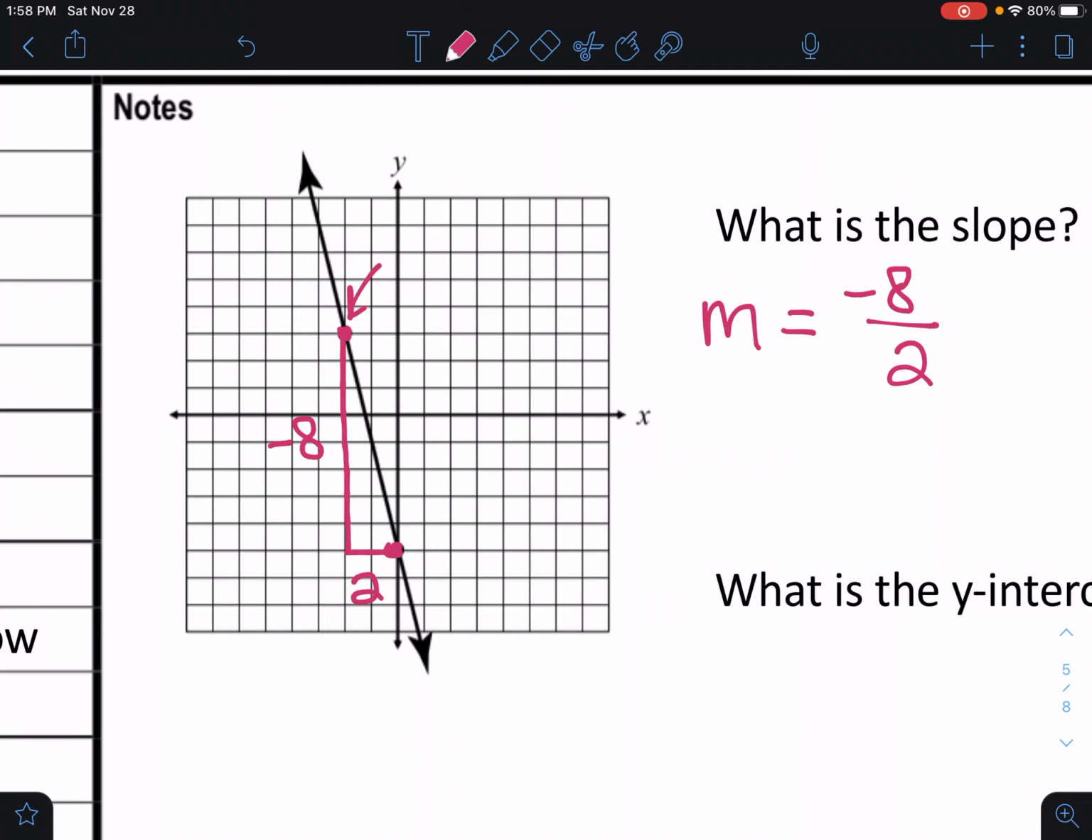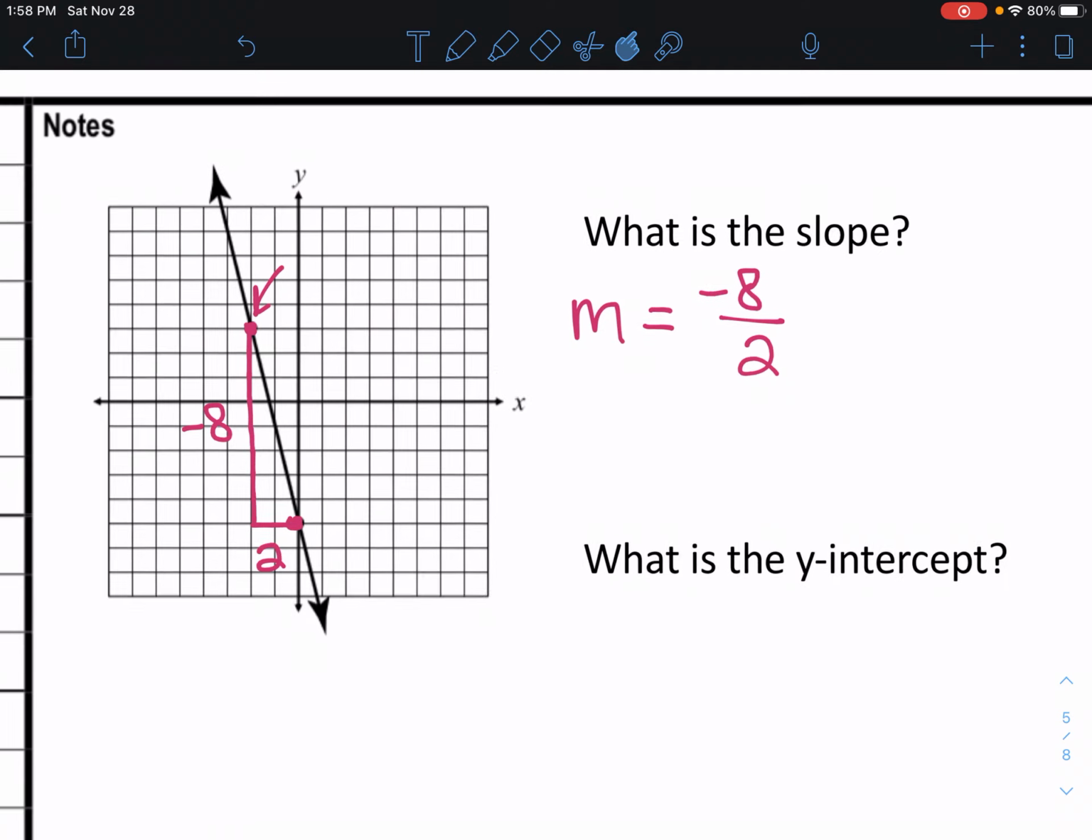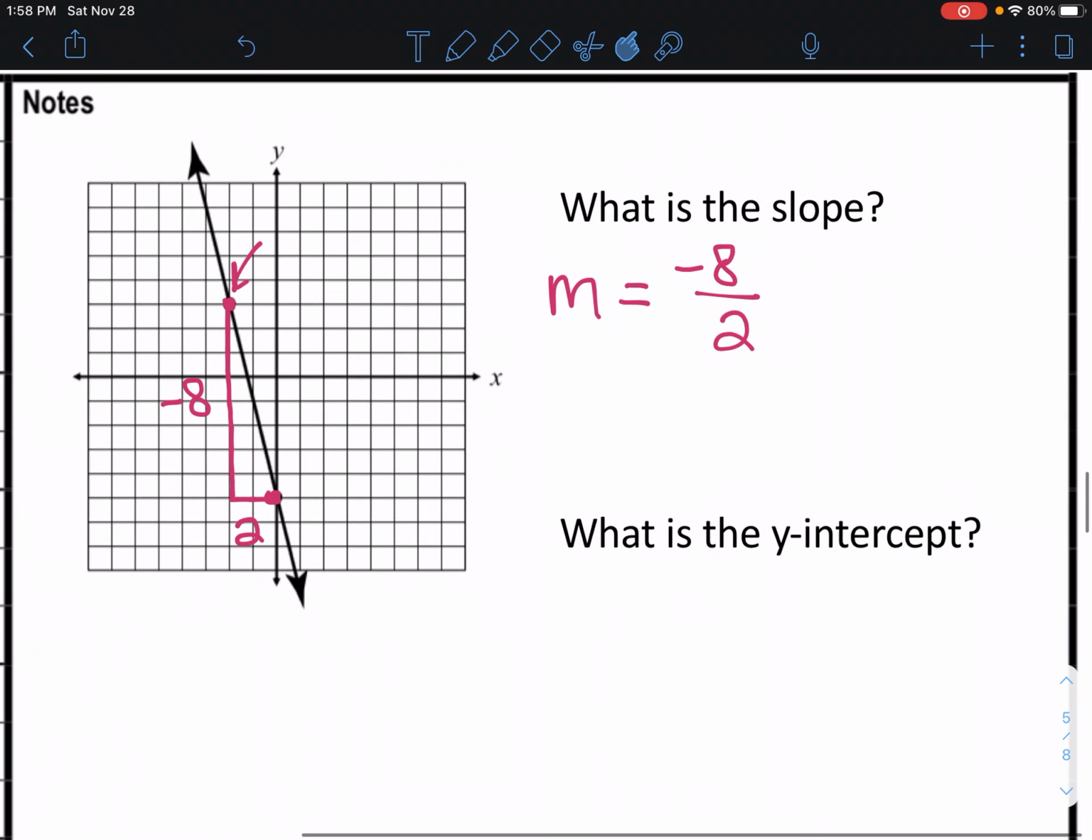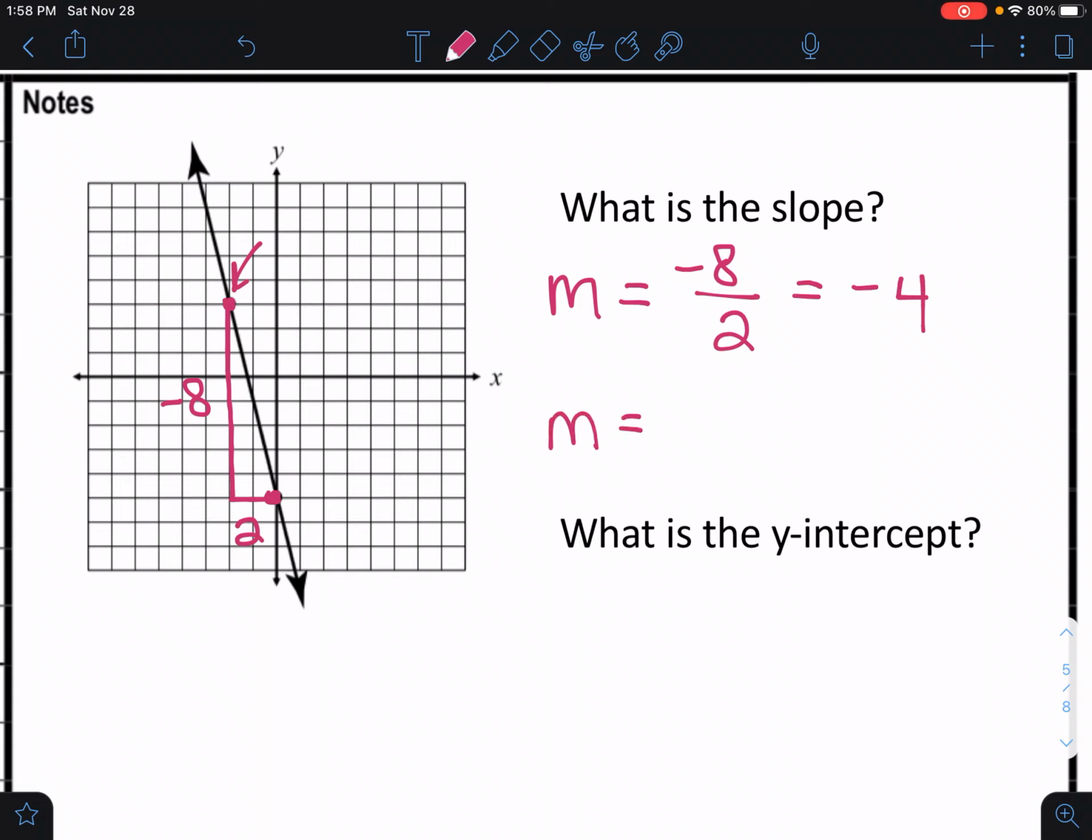And then I would use my graphing calculator to reduce this, just like we always did before. And if you do that, you'll get -4. Okay, so that would be the slope of this line, m equals -4. Okay, so there we go. So now we've done that.